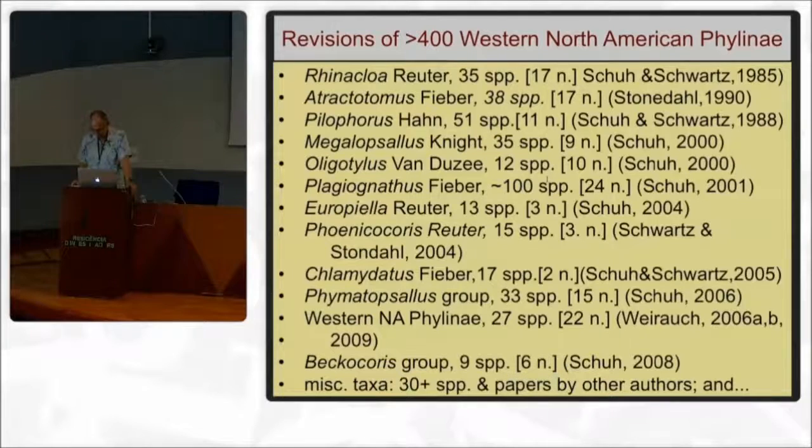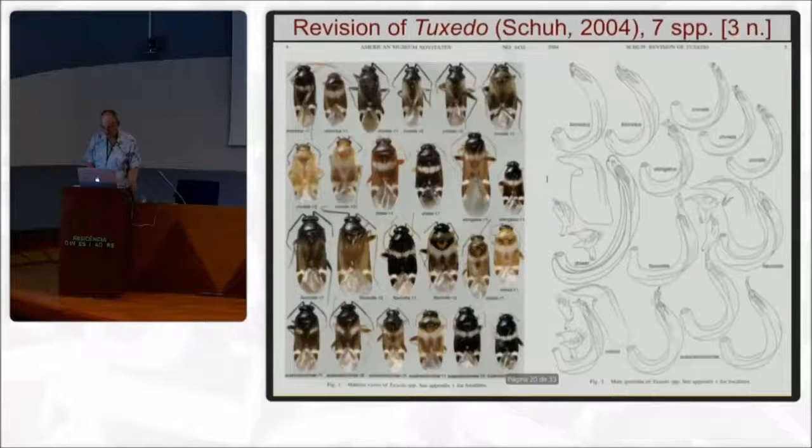Our fieldwork contributed to numerous publications that greatly improved knowledge of Western North American Miridae, including the description of more than 135 new species. Including 3 of those shown here for the genus Tuxedo, the previously described species of which had been placed in several genera by their authors, Van de Zee and Knight.